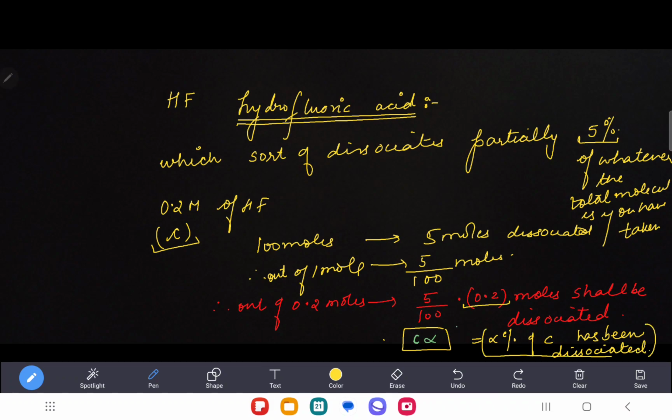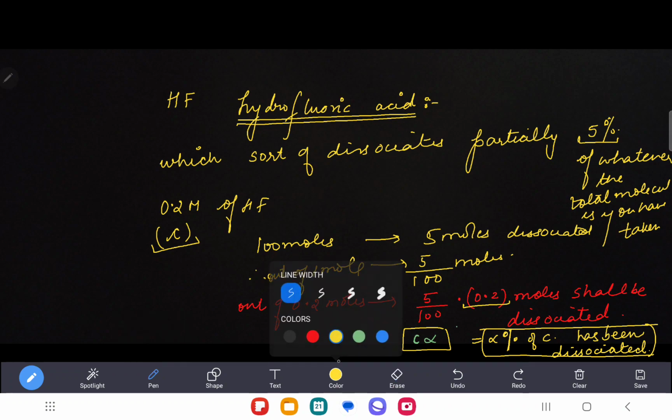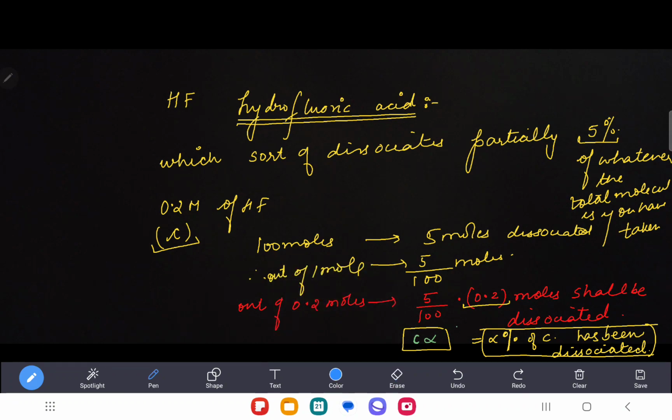Are you understanding my point? Any doubts in this? Sure? This is the concept. Are you understanding? So this is how it basically works. Understood or not? Right?